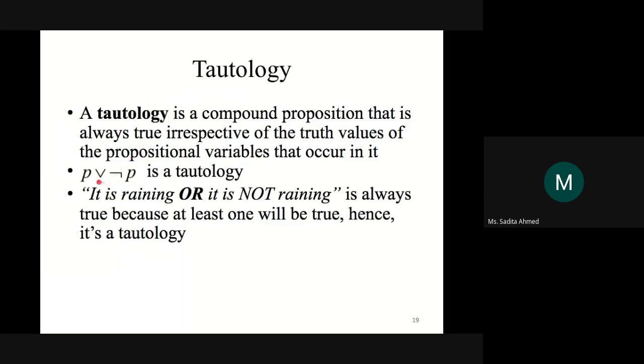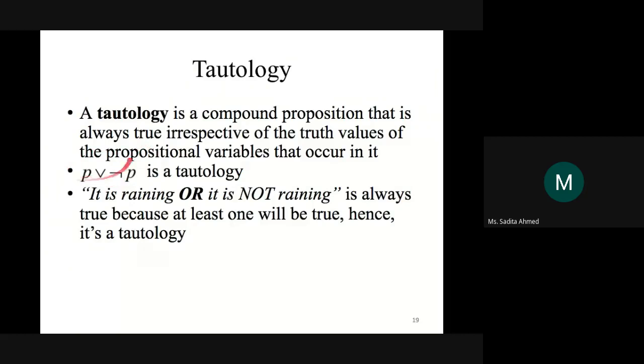For example, P or not P. Regardless of what the truth value of P is, a proposition can either have the truth value of true or false, right? So whatever the truth value of P is, this compound proposition will always be true. Okay?